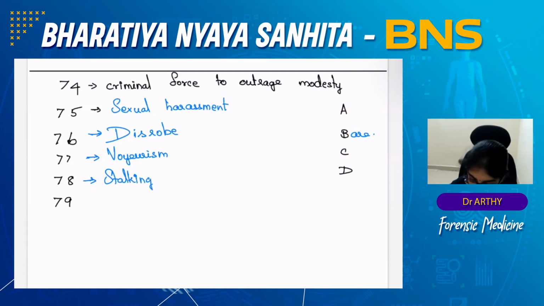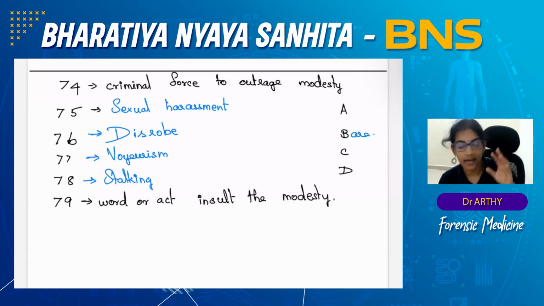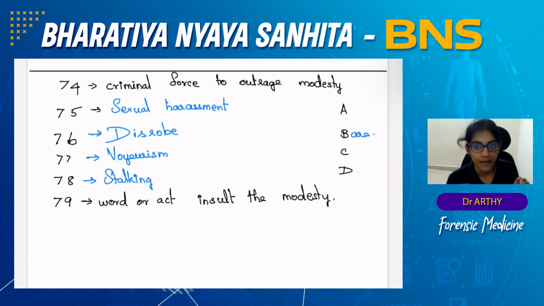And the last one, 79, they spoke about word or gestures or act to insult the modesty of a female. Now again, these are all offenses against females. Generally, in rape, it is very clear, males are the ones who are punished, except for gang rape. In gang rape, even females can be punished. So these are all considered offenses against females.